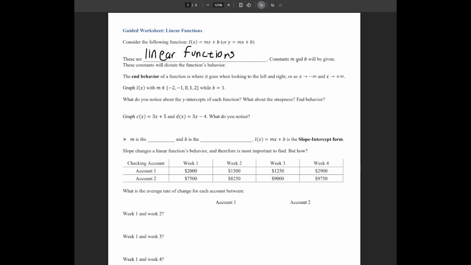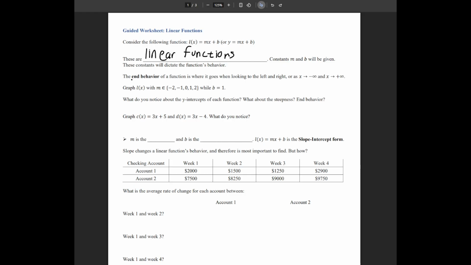When your constants m and b are given, they will tell you your function's behavior. The m value will give you the slope. The b value will give you what's called the y-intercept. All of these linear functions form on a graph what is known as a line. So it'll just be a straight line.